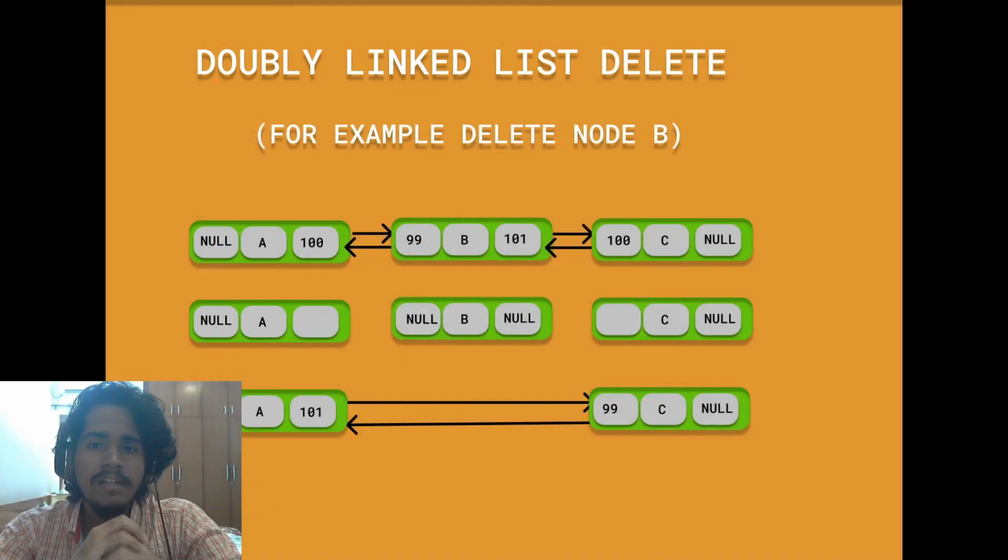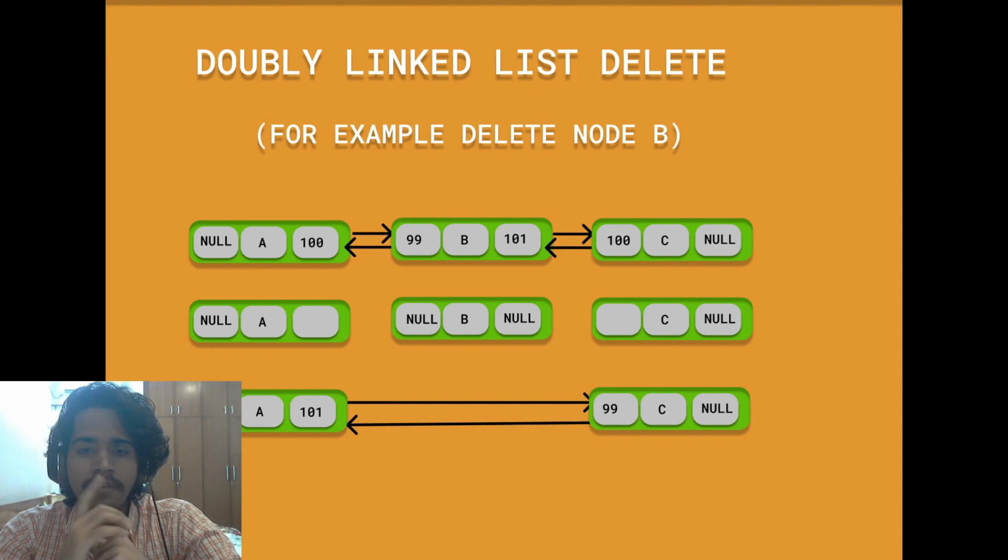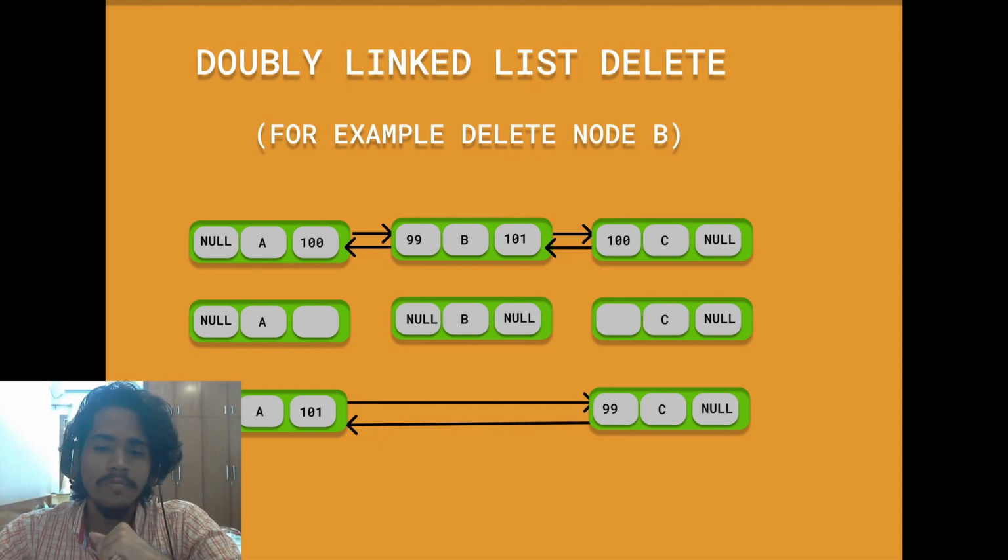Now, given a doubly linked list, we'll see how to delete a node. For example, the given doubly linked list is A, B, C. Now we'll have to delete node B. You can interpret what is happening from this diagram itself. We are removing the connection between A and B, and the connection between B and C, and directly connecting A and C back together. And finally, we return the whole linked list. So we have successfully deleted node B. Now we look into the code.